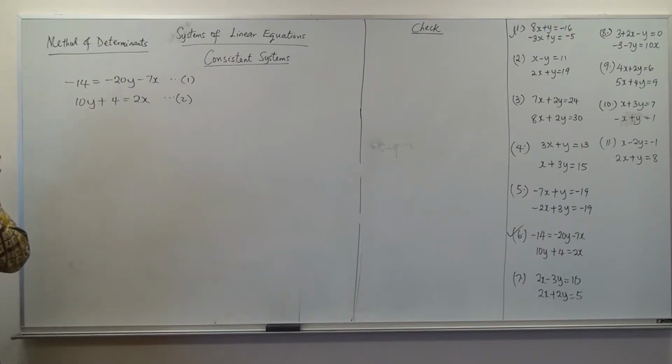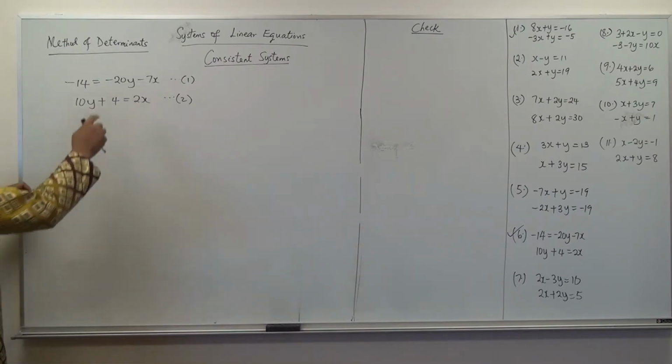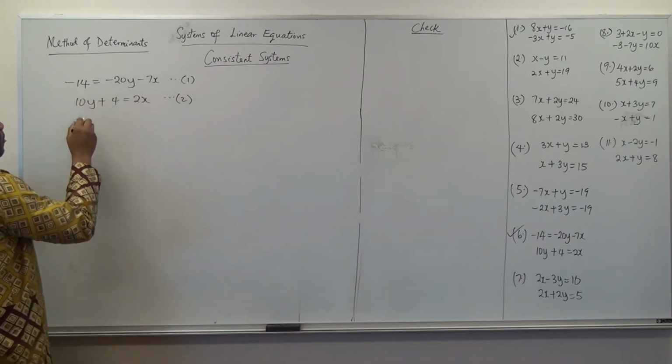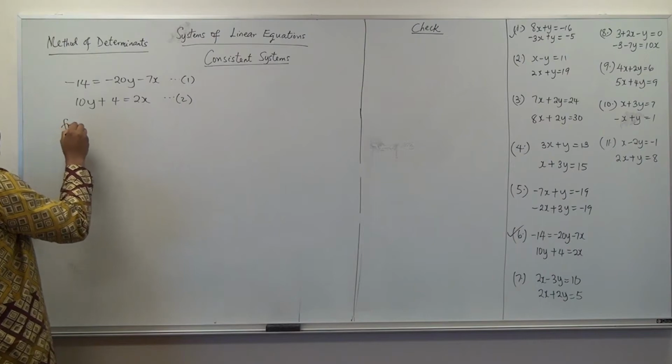So let us align it. Let's align it so that x will be together, y will be together, which will give us the result. So let's align equation 1. From equation 1, we can align this.